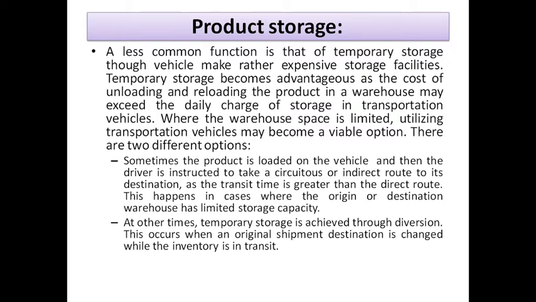At other times, temporary storage is achieved through diversion. This occurs when an original shipment destination is changed while the inventory is in transit. Say a loaded truck is supposed to reach the destination of Guwahati, but because of some change in weather or something else, the truck is now moved to a place other than Guwahati.